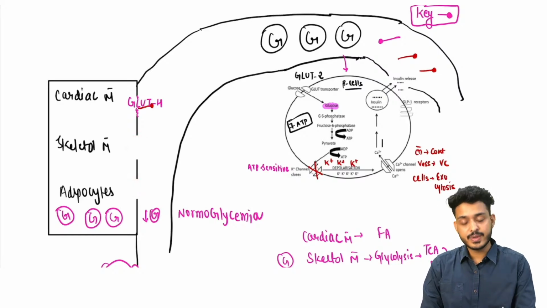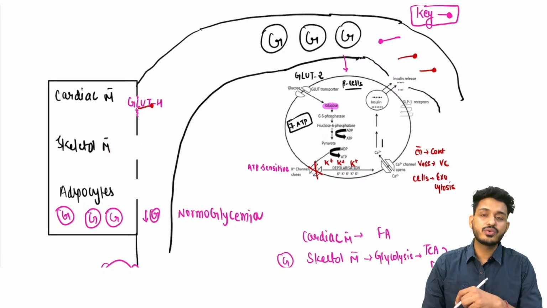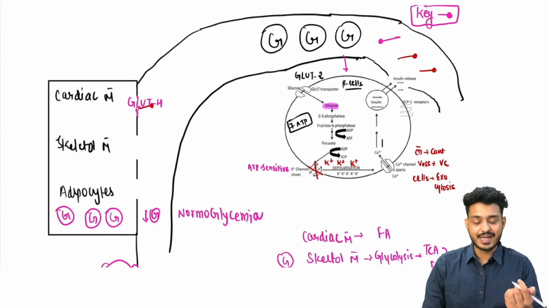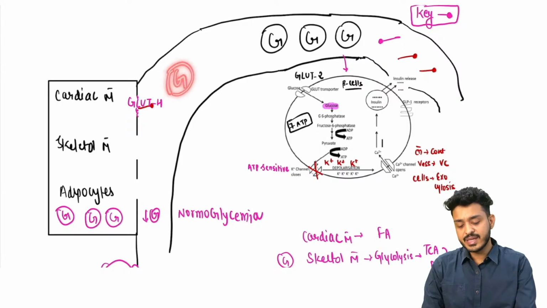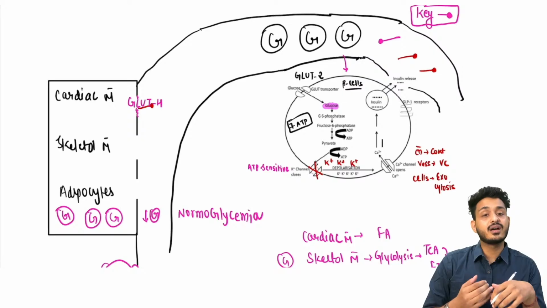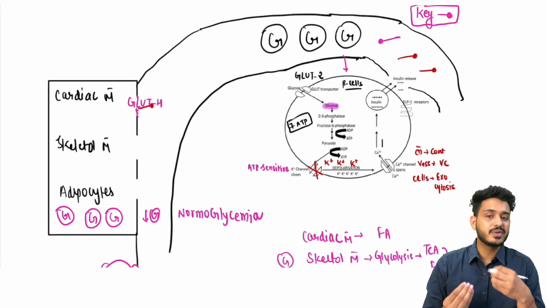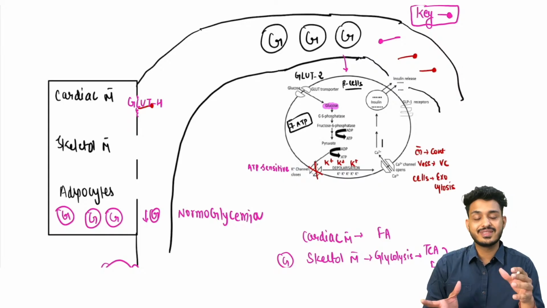If you cannot open these particular channels, what is going to happen? You will have hyperglycemia. This glucose will not go inside. This glucose will not get utilized, right? Till then you will have more glucose in the blood. As long as there is more glucose inside the blood, glucose is like a single molecule, and wherever glucose goes in the blood, it is going to cause destruction, right?